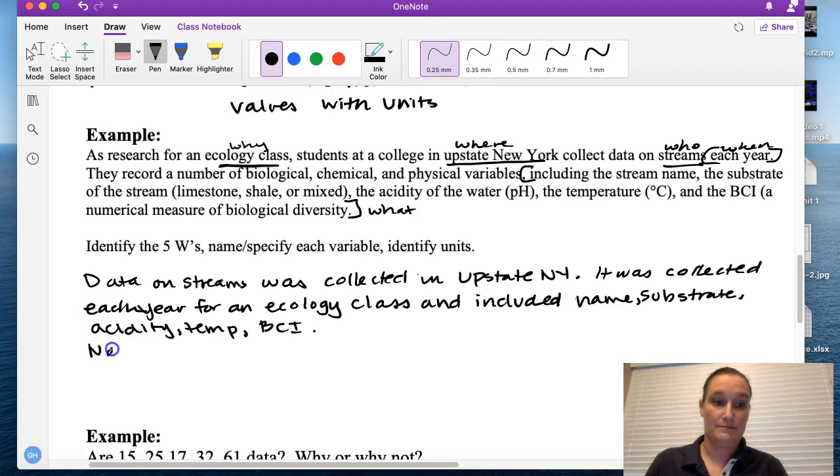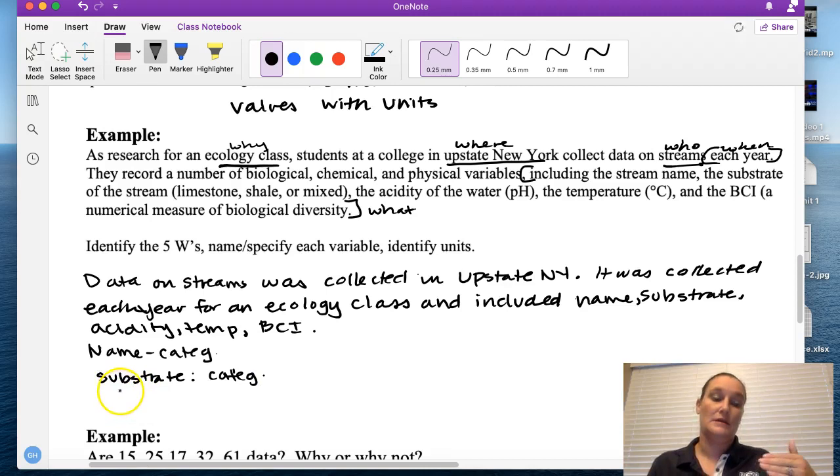So name is going to be categorical. All right, it doesn't have any units, it's categorical. It's a name. All right, substrate, you have choices there. It's either limestone, shale, or mixed. That's going to be categorical. So there are no units. Okay, so we're just looking at the variables that they're collecting for the data, the characteristics that they're collecting about the streams, and we're classifying them as categorical or quantitative. And if it's quantitative, you need to give units.